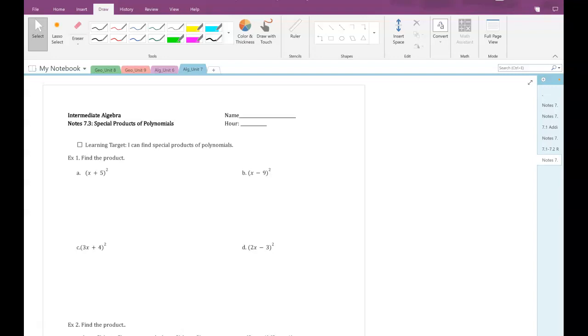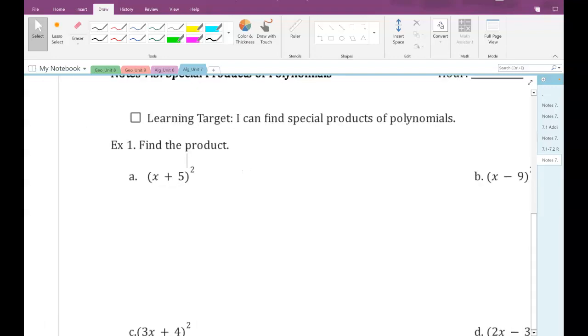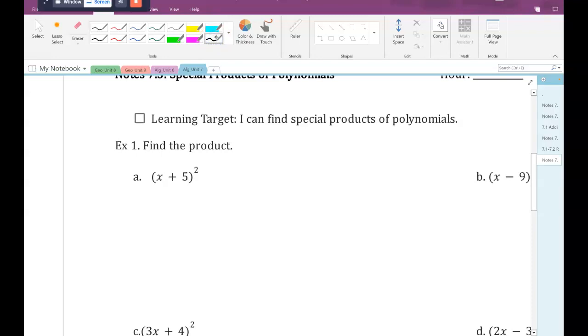All right, so we're talking about special products of polynomials. A special product really comes from having a unique setup to our problems. So in this first example, example A, let's move backwards just a second. If we say find the product, what operation are we using? Multiplication. And when we're multiplying polynomials together, we use the box method.